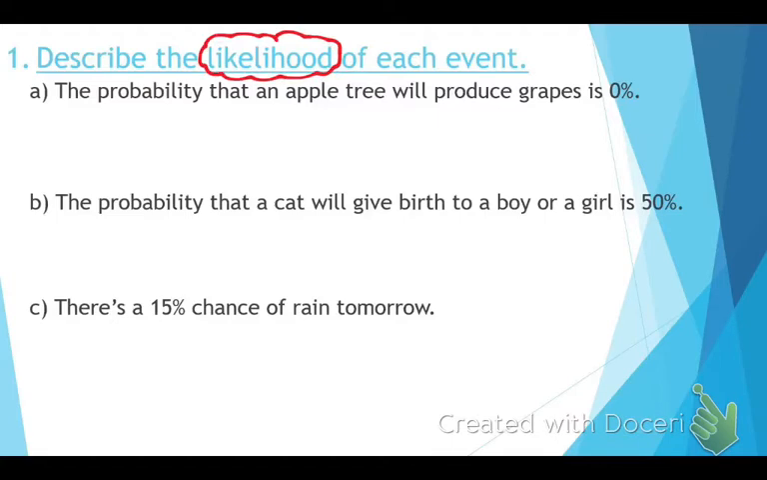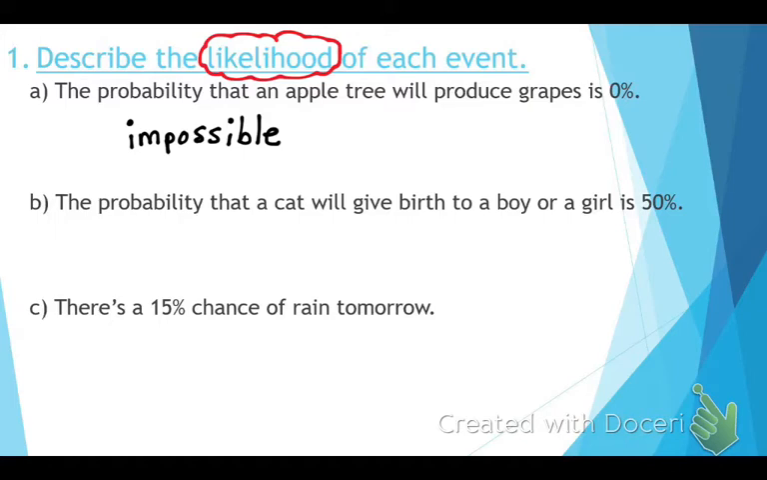All right, looking at the first one, the probability that an apple tree will produce grapes is 0%. Guys, what's the likelihood that an apple tree is going to produce grapes? Impossible. It is impossible. There is no way at all that it will be able to produce grapes.